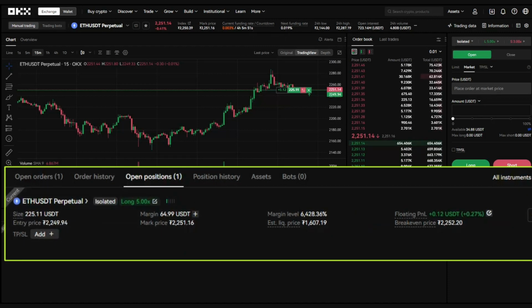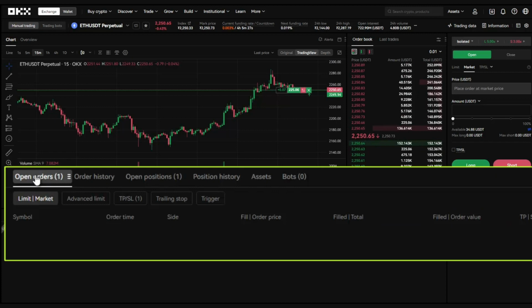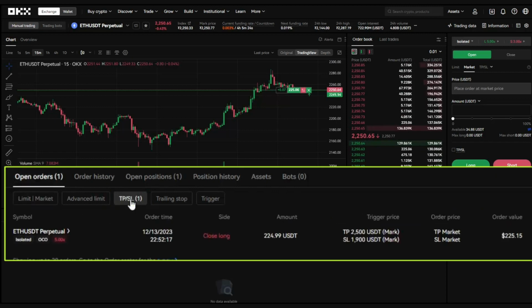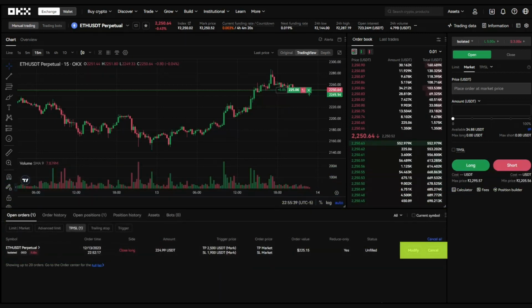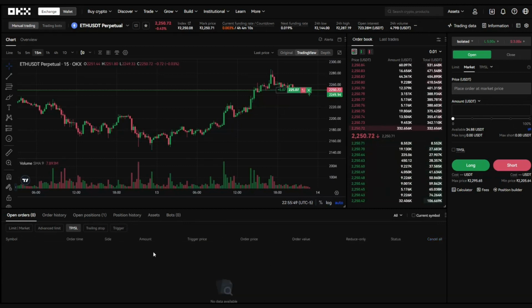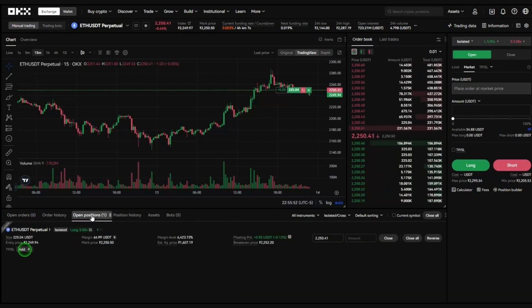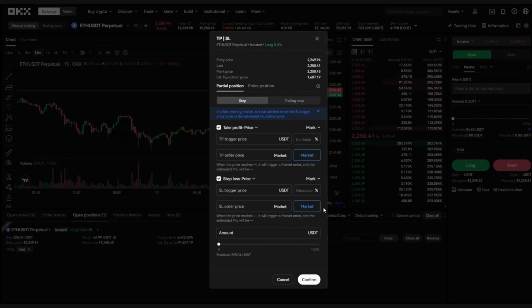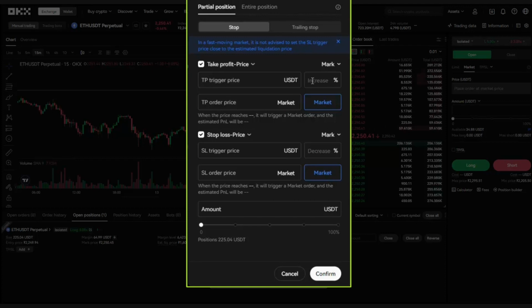Do you remember that before opening this operation I configured the take profit and the stop loss? You can find this configuration in the Open Orders tab. Selecting this tab, you can modify or cancel it. Take profit and stop loss can also be set on this icon. Here it is configured using percentages.